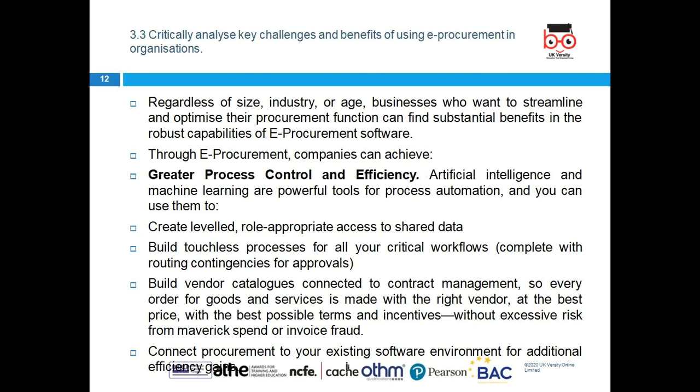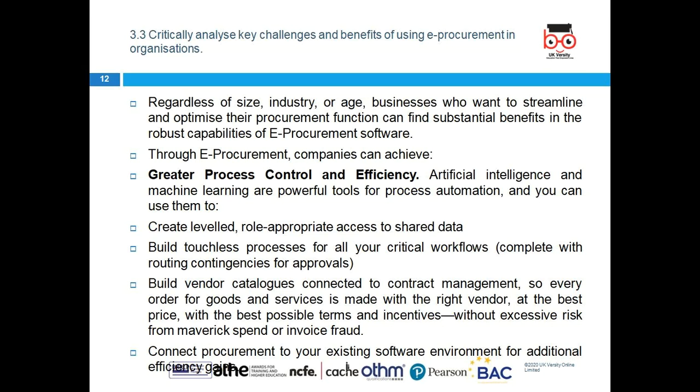Next we have 3.3, critically analyze the key challenges and benefits of using e-procurement in an organization. So, what are the advantages first? Regardless of the size of the industry, the age, and the businesses who want to streamline and optimize their procurement function can find substantial benefit from the robust capability of e-procurement software. Yes, so greater process control and efficiency. That's one of the benefits of e-procurement.